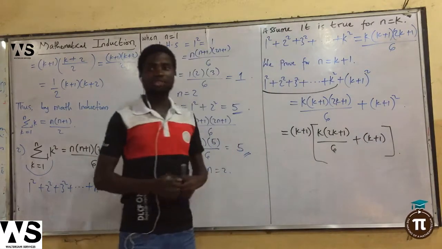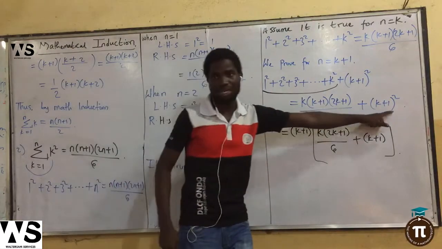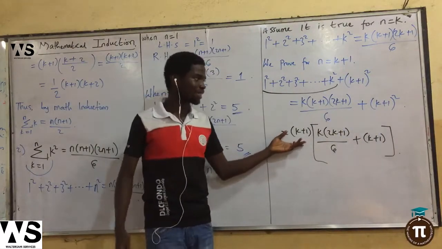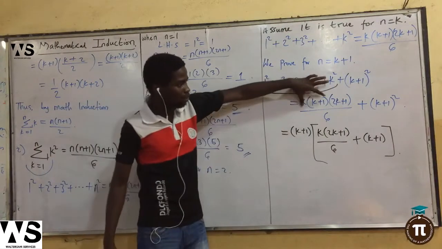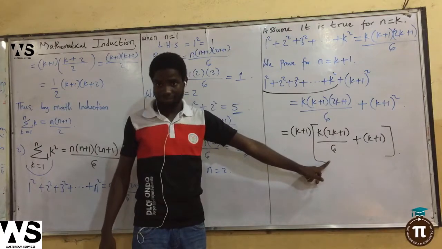Okay. Well, it's okay if you don't understand, just look at it. k plus 1 is here, k plus 1 is here. That is why we are able to factorize k plus 1. So the k plus 1 here is out. We are left with k, 2k plus 1. Do you understand? Divide 6.